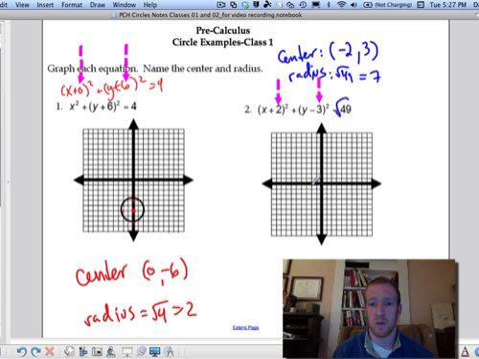So negative 2, up 3, there's our center. And then 2, 4, 6, 7 up. 3, 7 down, 7 to the right, and 7 to the left. And then there's our circle.